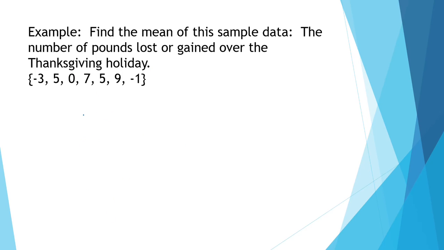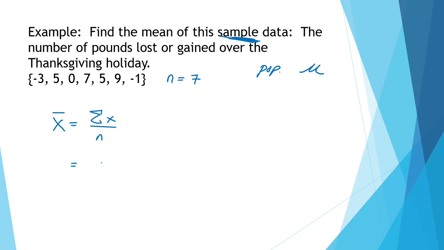Example, find the mean of this sample data, the number of pounds lost or gained over the Thanksgiving holiday. Some people are on diets so they lose weight, while others enjoy their Thanksgiving break and might gain a few pounds. Now let's calculate our sample mean. Again, we'll use the symbol x bar since we're considering this as a sample. If this was a population, then we would use mu. X bar is equal to the summation of our data values divided by our sample size. And in this case, the sample size is 7.